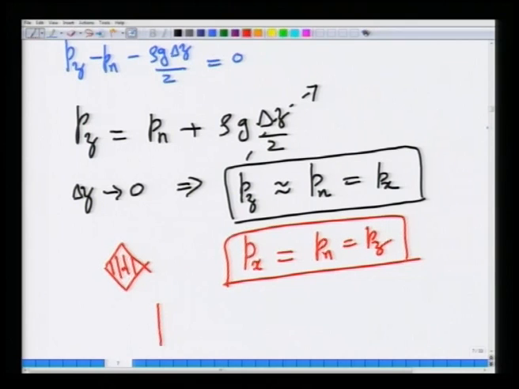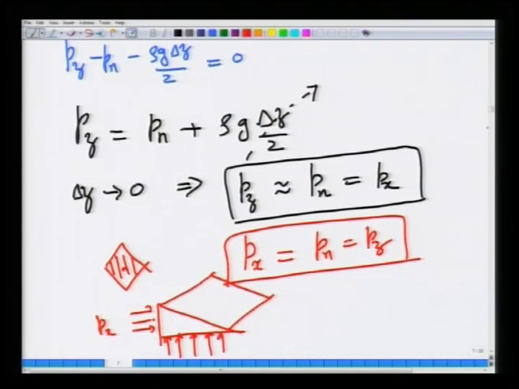So, we took this wedge, and we looked at the side face, which has pressure P x, the bottom face, which has pressure P z, and the inclined surface, where the pressure acting is P n. We find that the pressure must be the same in a static fluid regardless of the orientation of the surface at which it is measured.